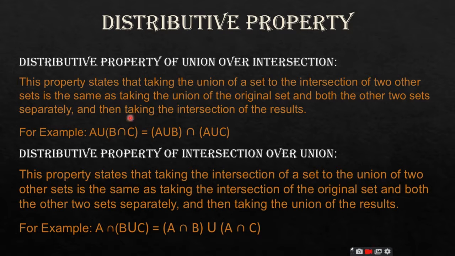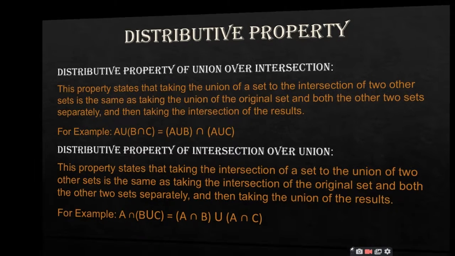So this is the statement for the distributive property of union over intersection, and this is the statement for the distributive property of intersection over union. Now let's prove this property.